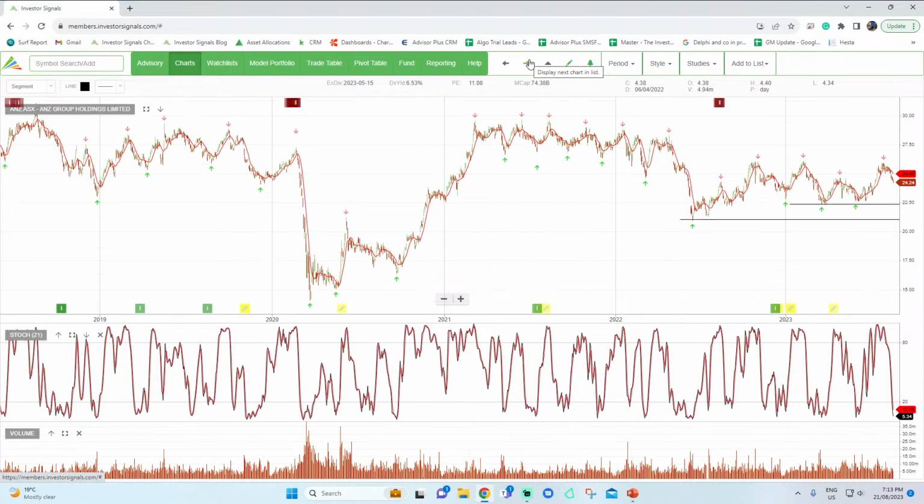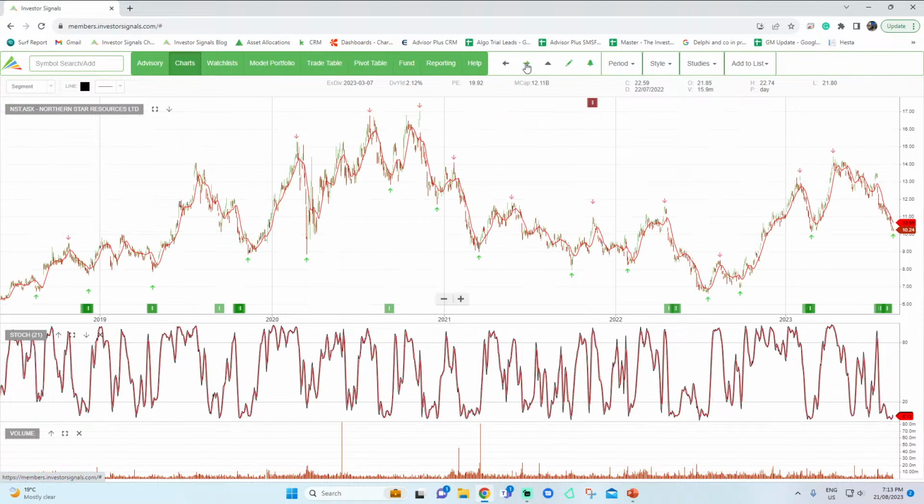ANZ, largely bumping sideways, but it's still our preferred bank, so the switch there from sell into buy supported around 23, and ANZ's the largest of the banking exposures that we hold, and that's really sort of working out quite well. Northern Star, if you don't have gold exposure, my suggestion would be to take a closer look at Northern Star, possibly Gold Roads as well.